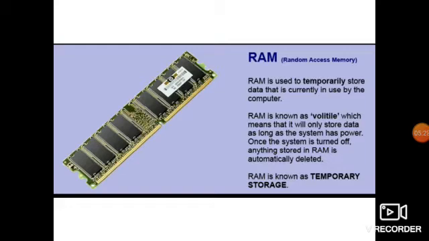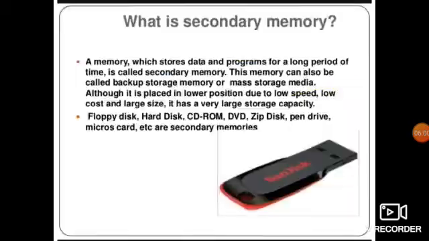Random access memory, RAM. RAM is used to temporarily store data that is currently in use by the computer. RAM is known as volatile, which means that it will only store data as long as the system has power. Once the system is turned off, anything stored in the RAM is automatically deleted. RAM is also known as temporary storage.